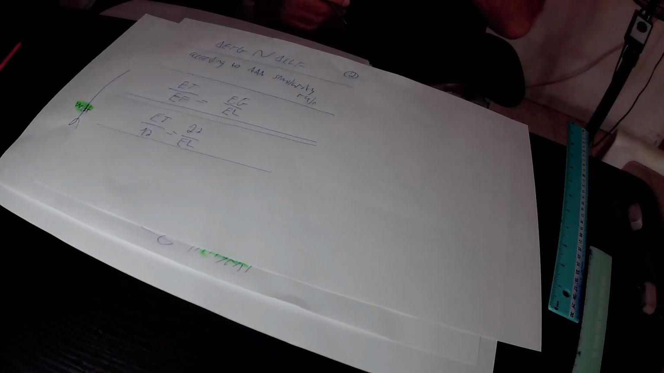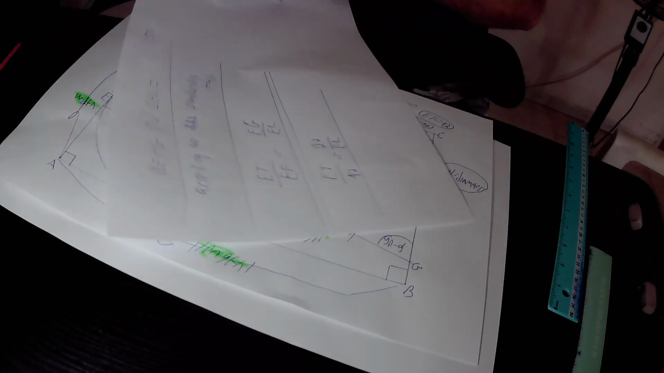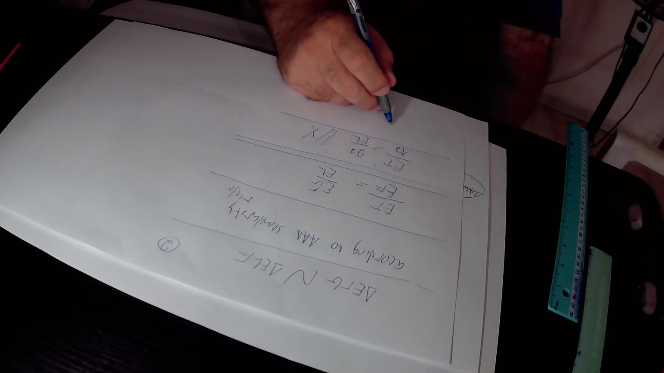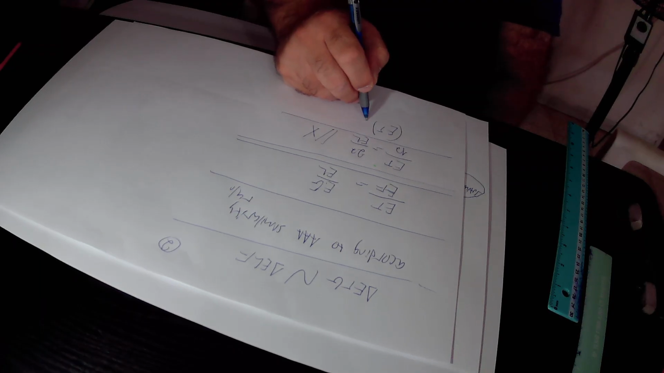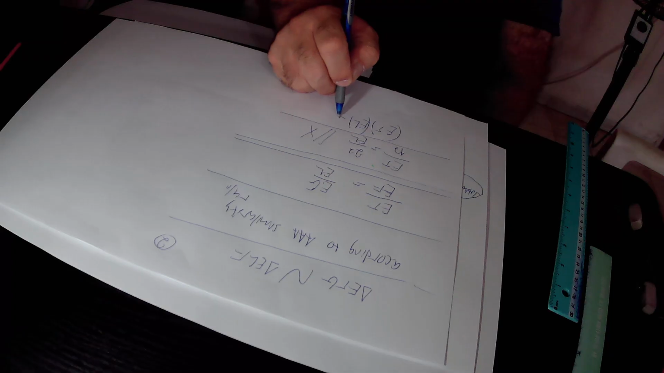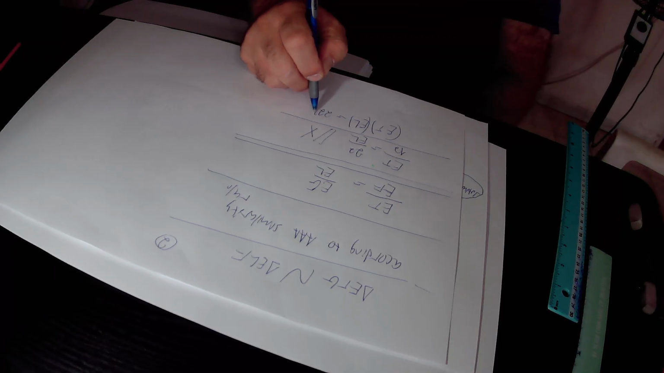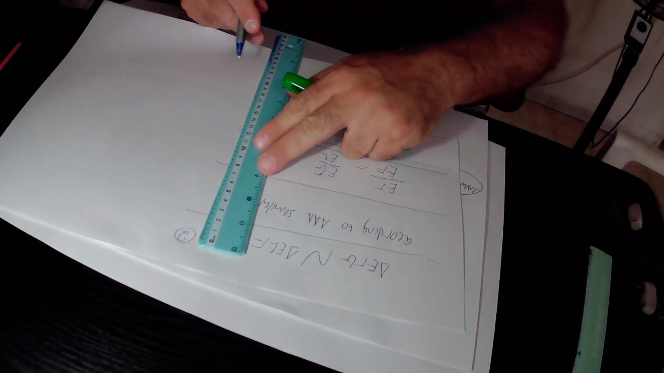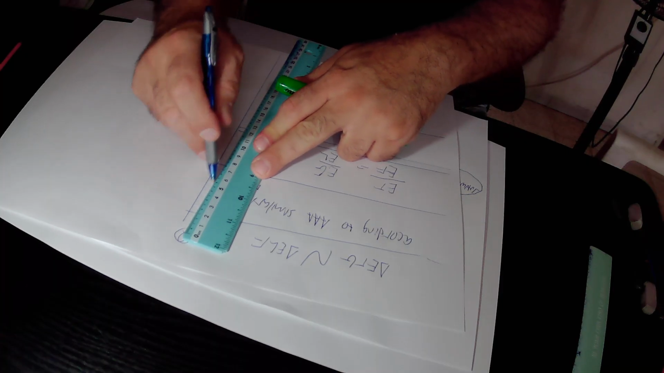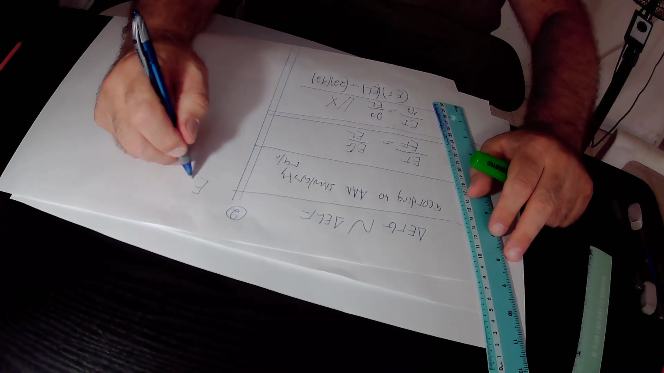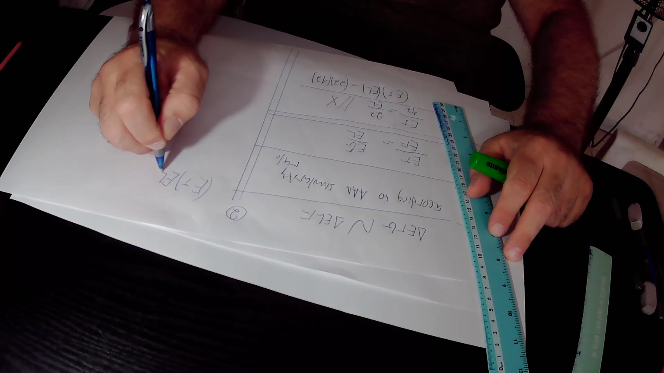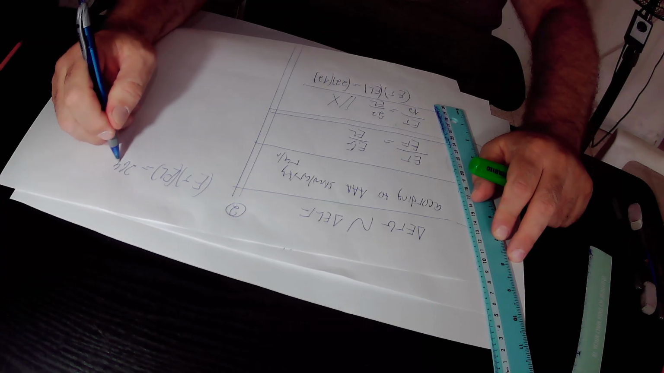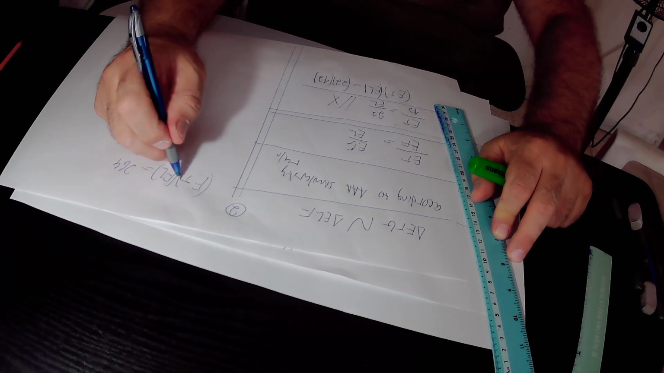Here we will cross multiply this equation, and we get that ET times EL is equal to 22 times 12. So ET times EL equals 22 times 12, which is 264. So in total, we found out that ET times EL is equal to 264.